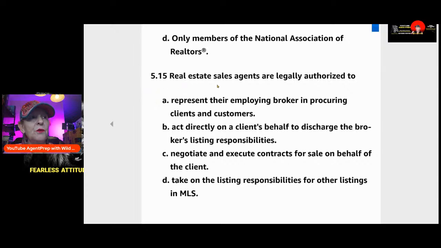And the question is, real estate sales agents are legally authorized to do what? A, represent their employing broker in procuring clients and customers. B, act directly on a client's behalf to discharge the broker's listing responsibilities. C, negotiate and execute contracts for sale on behalf of the client. Or D, take the listing responsibilities for other listings in the MLS. Type your answer in the chat, the question number and the letter answer.